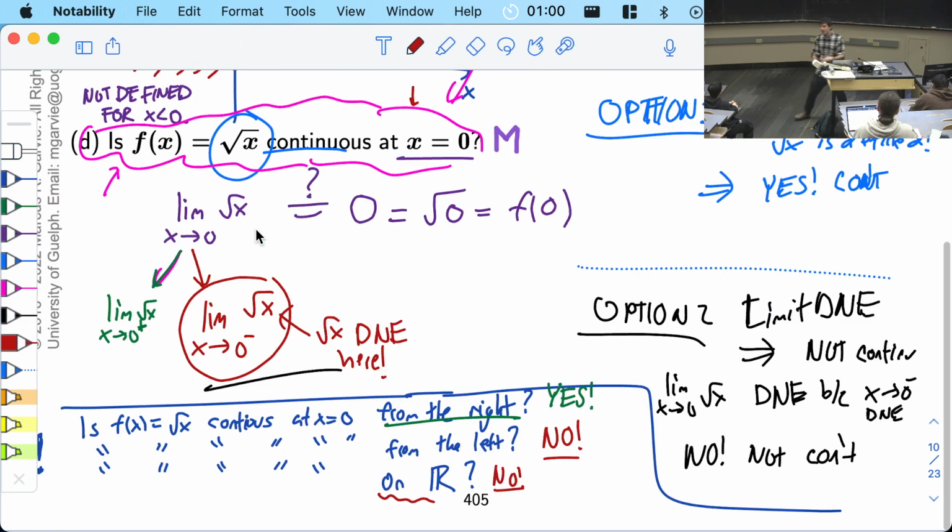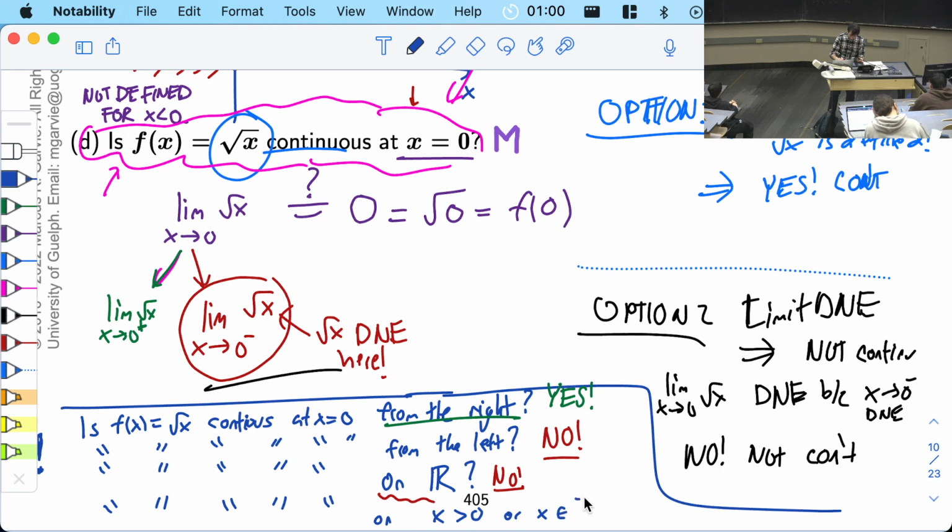On the other hand, if you want to say, look, I only care about positive numbers, there's a way you can say that. You can write the same sentence again, and you can say on x bigger than 0, or you could say x is in 0 to infinity. Those would be two totally valid ways to say I only care about positive numbers. And if you write that, the answer will be yes. Because if you only care about positive numbers, that's option 1.